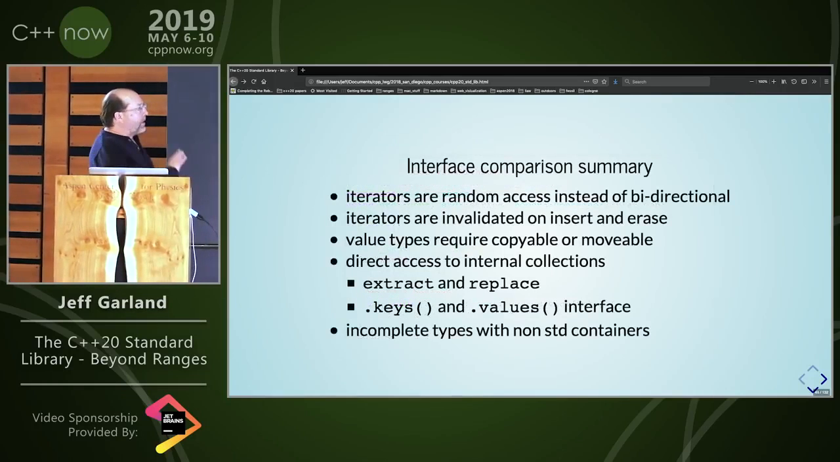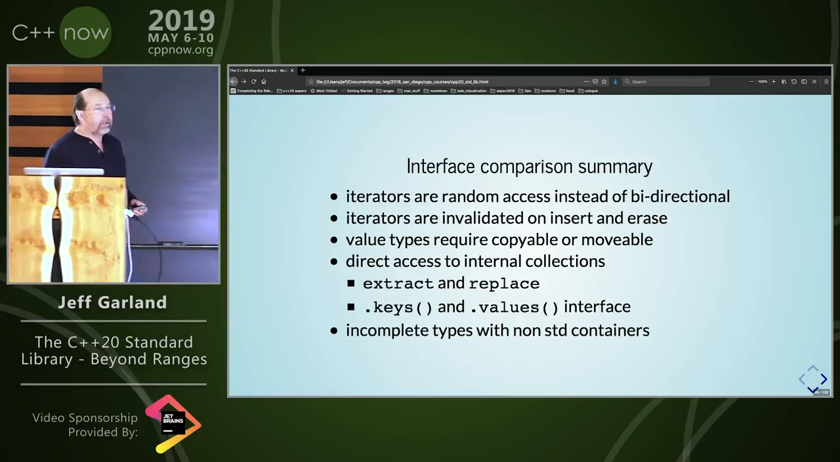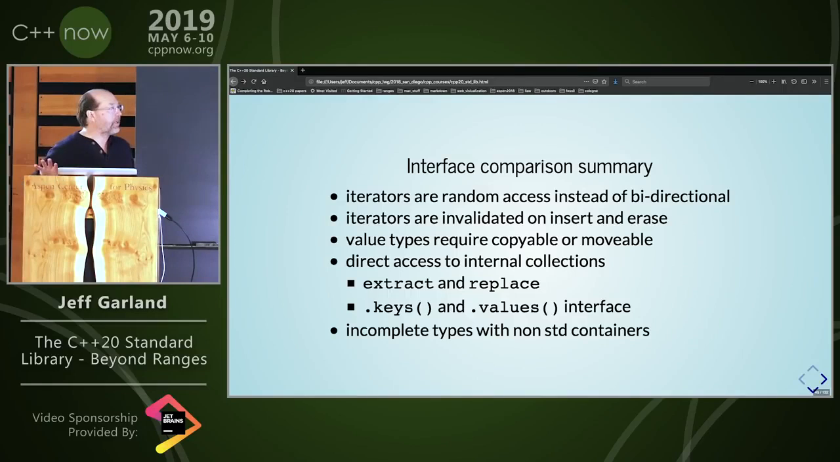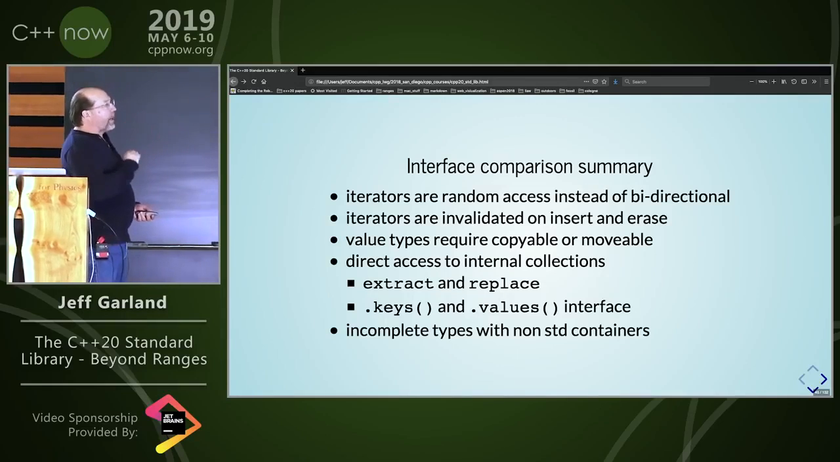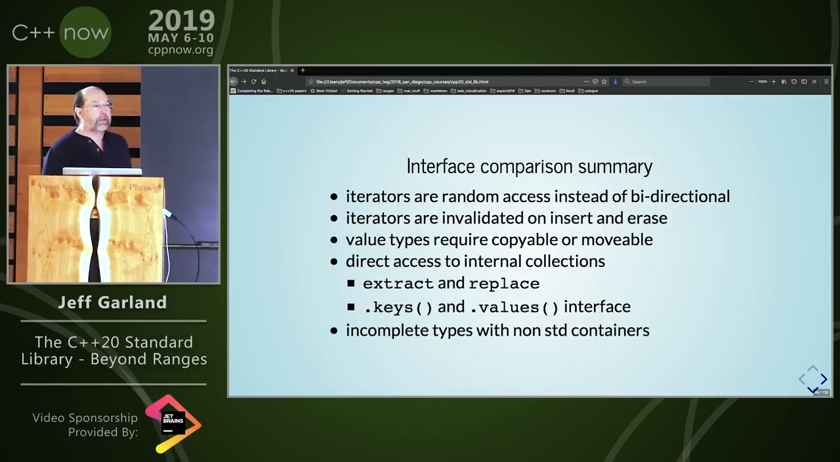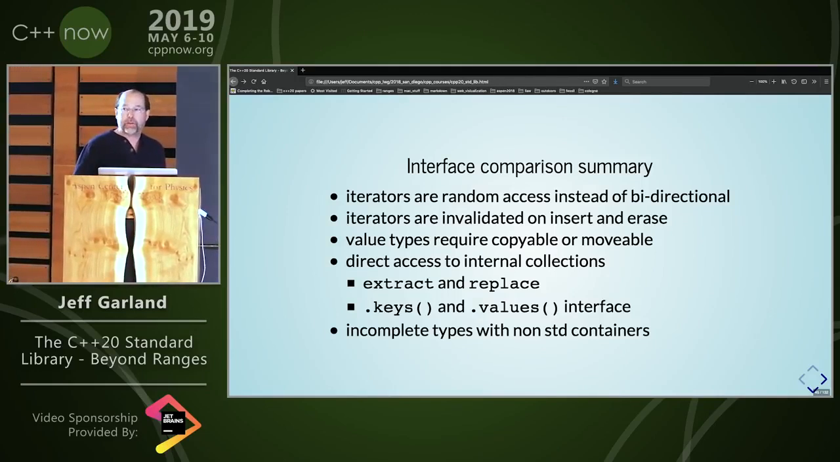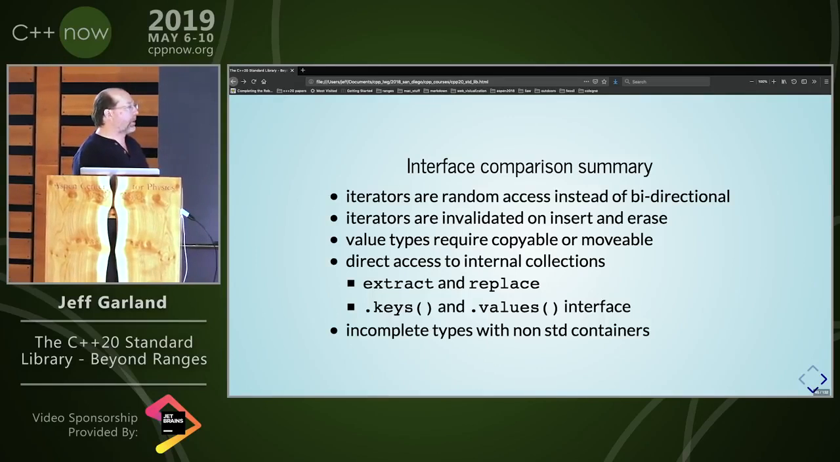So, interface comparison to standard containers. First of all, the iterators in these are random access instead of bidirectional. And that's because the underlying storage is contiguous for keys and values, and the keys and values are actually separated into two different underlying collections. We will see that in just a minute. The iterators, which you might expect to be stable in a regular map in the face of insert and erase, are not going to be stable here. So that's a definite difference in the interface that you should be aware of.